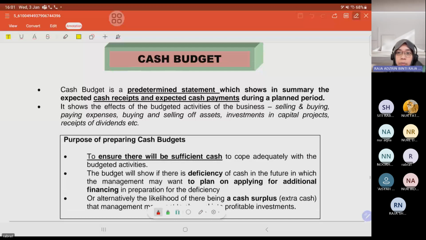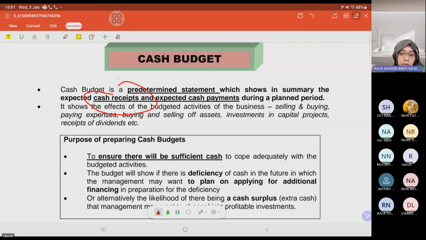So you are required to prepare the cash budget. When you are required to prepare the cash budget, first you need to know what is a cash budget. It is basically a predetermined statement. When it is said as a predetermined statement, that means you prepare it prior to that particular period, for example, you want to prepare for next year. So it shows in summary how much you expect to receive and how much you expect to pay.